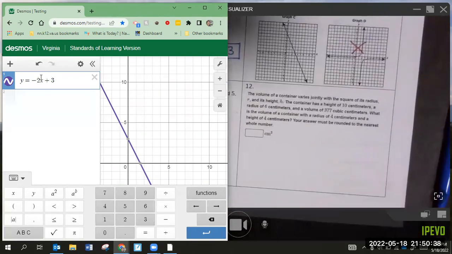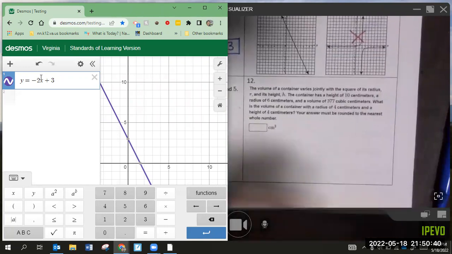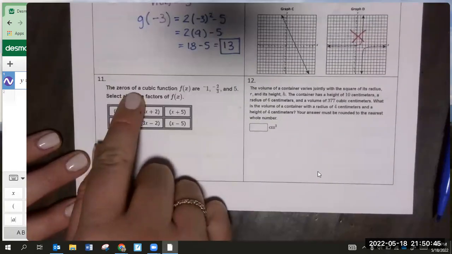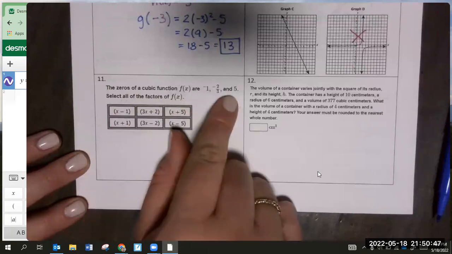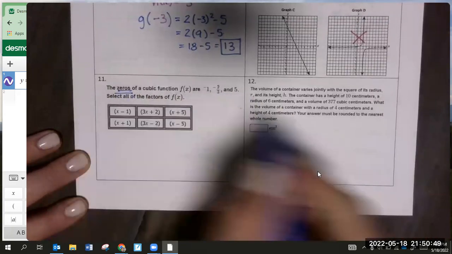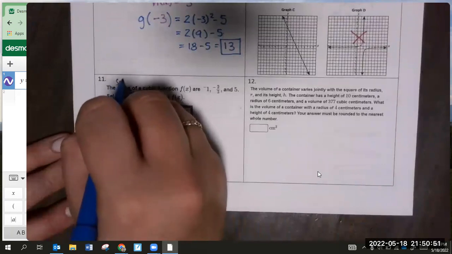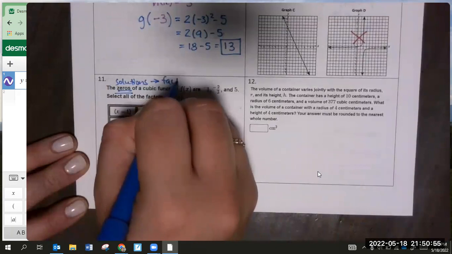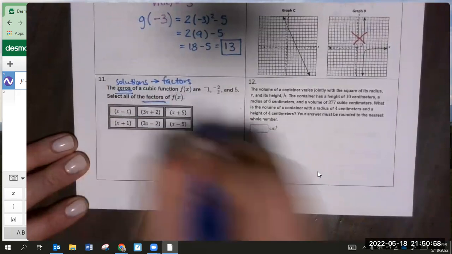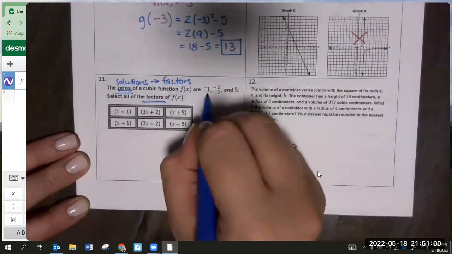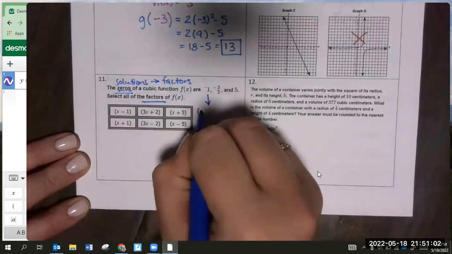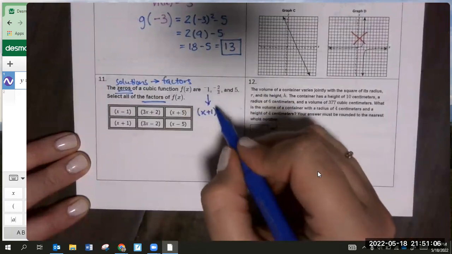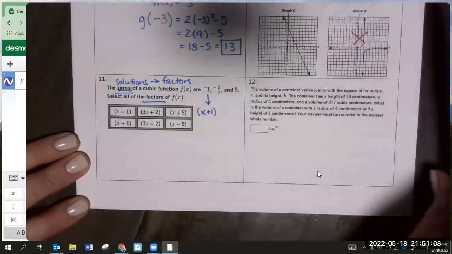Number 11, we see our vocabulary word zeros again. The zeros of the cubic function are -1, -2/3, and 5. Zeros simply mean solutions, which then help us get factors, which is what we're dealing with in this question. How do we take a -1 and turn it into a factor? We simply change the sign. So a -1, the factor would be x plus 1.